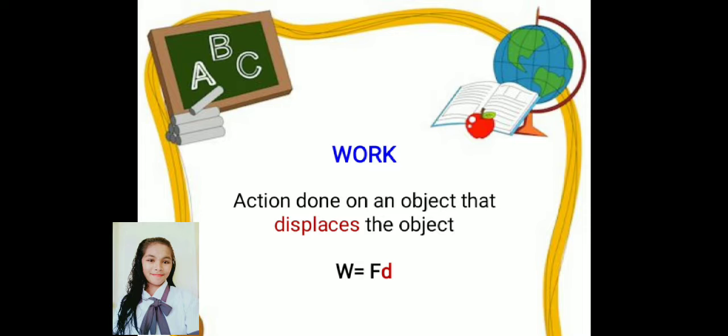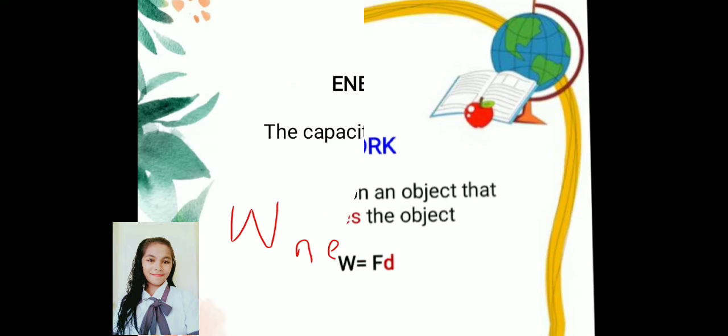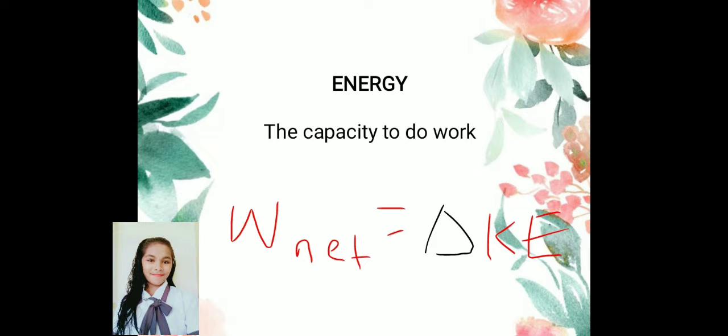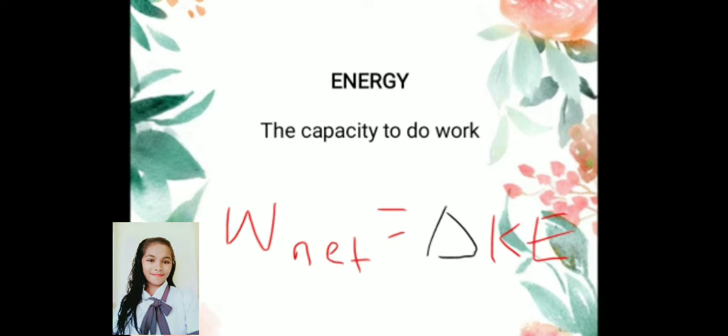We know that work is defined as action done on an object that displaces the object. W is equal to Fd, or work is equal to the magnitude of applied forces times the displacement of the object. While energy is the capacity to do work, and this is the summary of the work energy theorem: when work is done on an object, there will be a change in kinetic energy.